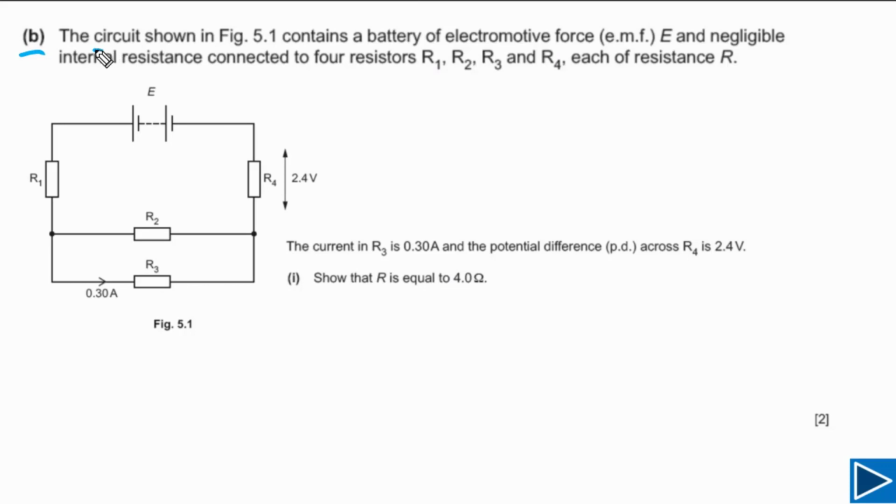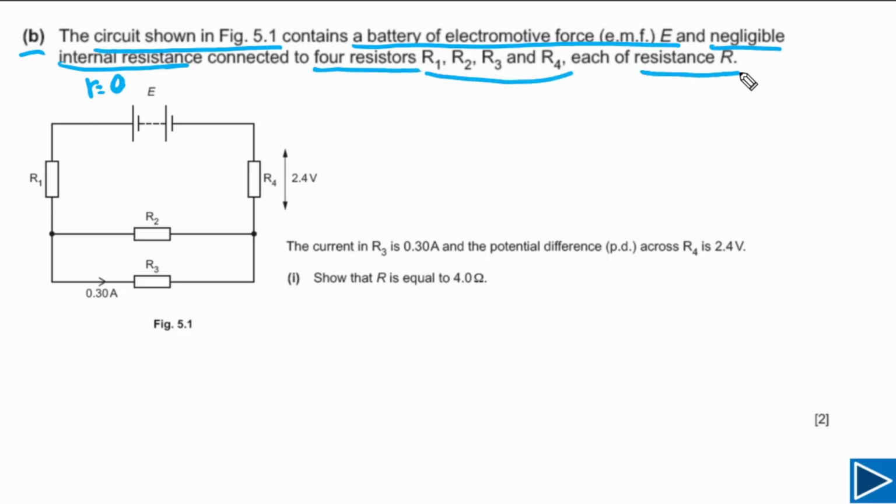For part B, it is given to us the circuit shown in figure 5.1. It contains a battery of electromotive force capital E and negligible internal resistance. Means internal resistance of this battery is equal to 0. We can assume this is equal to 0. And it is also given to us there are 4 resistors, and all these resistors have the same resistance. So it simply tells us that all the resistors in this circuit are identical resistors. So simply we can write down all the resistors are identical resistors because they have the same resistance.